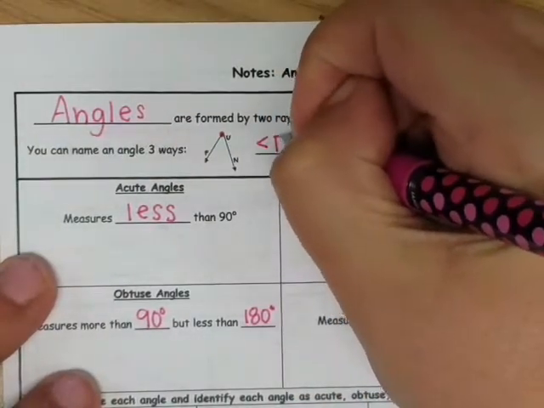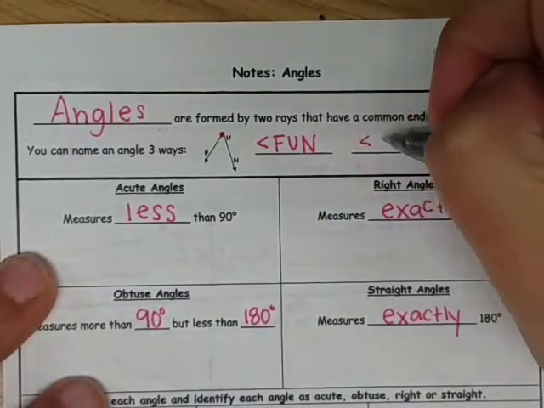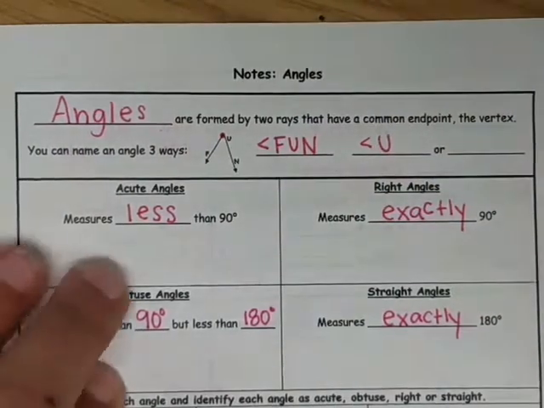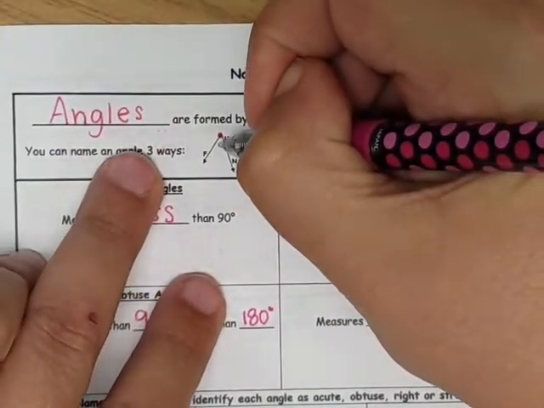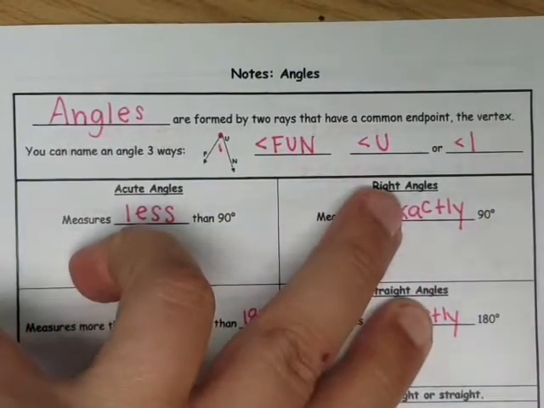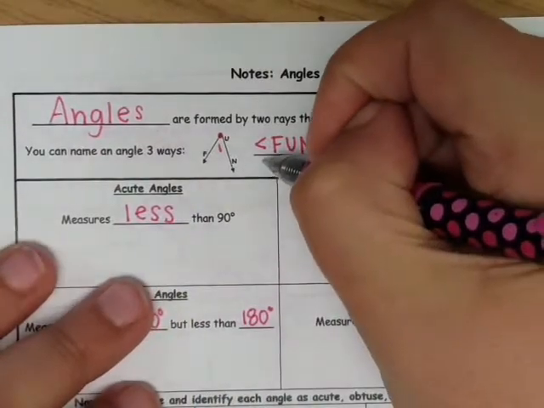So angle F-U-N. We can also just call it angle U because that's the vertex right here. And then if we put a number or a symbol inside, we can also call that angle 1. So that's three different ways to name this. You could also change the order.